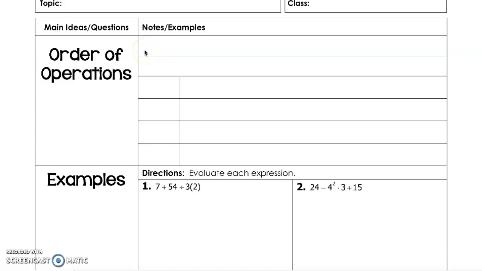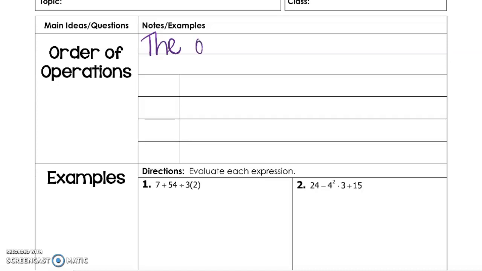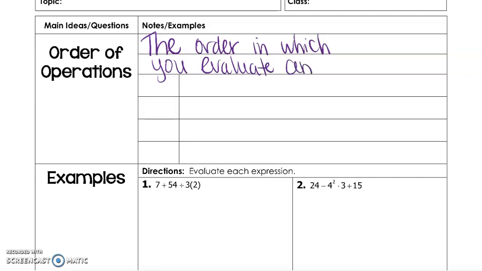This video covers page 18 of your notes, talking about the order of operations. So the order of operations is the order in which you evaluate an expression. Evaluate just means get a number for an answer.